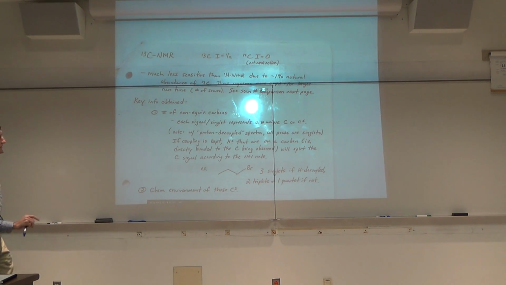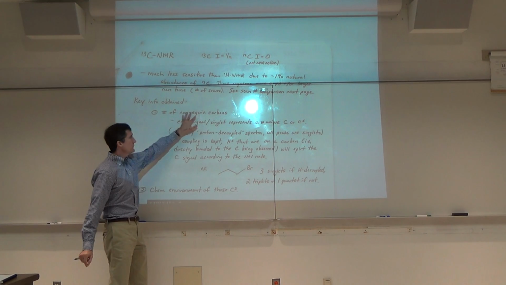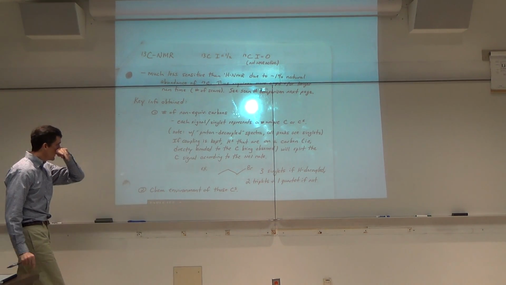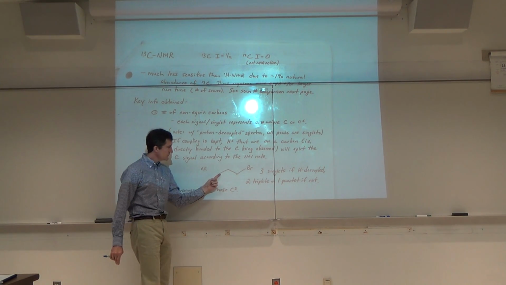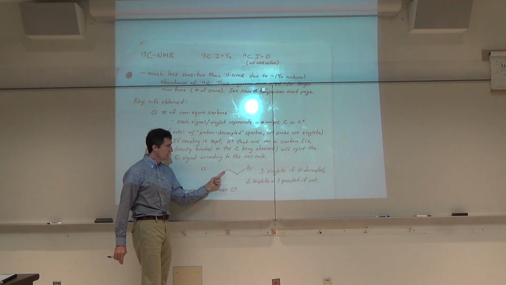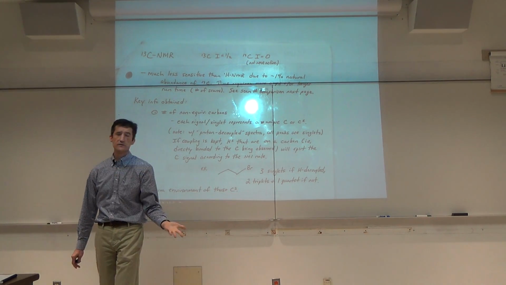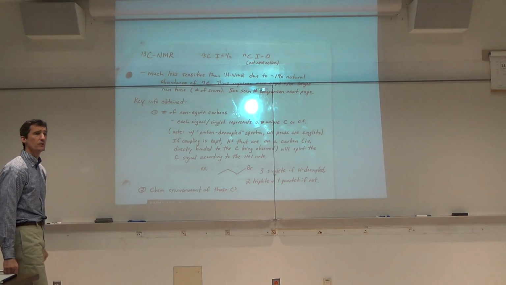Key info obtained, just like proton, you get the number of non-equivalent carbons. Now we've already done that. For example here, how many different carbons? 3 different carbons, so you get 3 different signals. Same thing as we did with proton, except we're focusing on carbon.